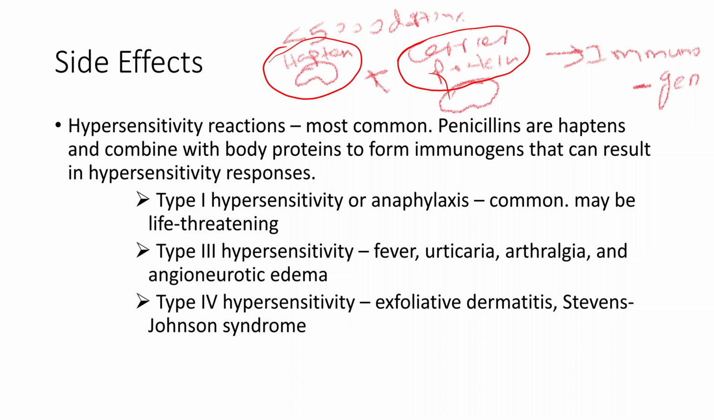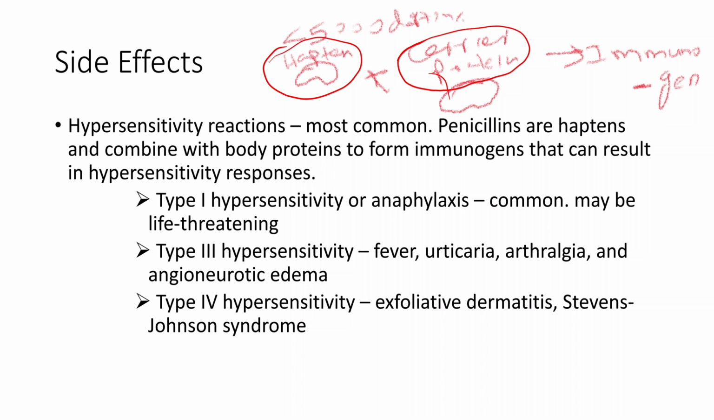Type 2 is antibody-mediated hypersensitivity, but I didn't include it here. It is not very common. Type 1, 3, 4 are the most common. Right? Type 1 is very common. It can produce anaphylaxis, type 1 hypersensitivity, which is very serious. That is, if you remember, IgE mediated. IgE deposits on mast cells. Then when the penicillin binds, it cross-links the IgE molecules on the mast cells, and mast cell degranulation occurs. It can be fatal.